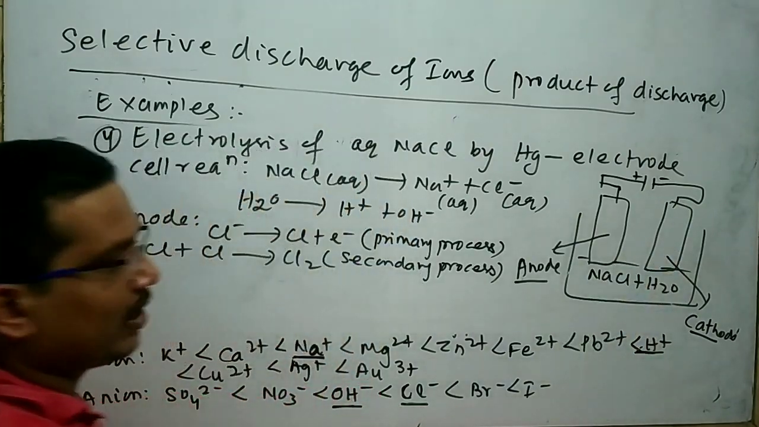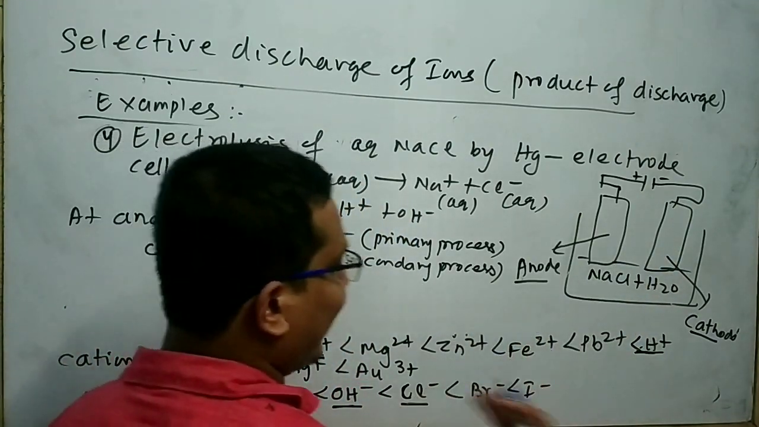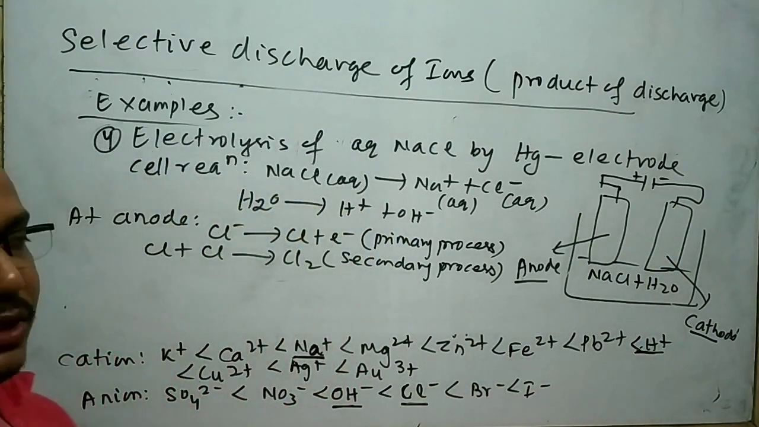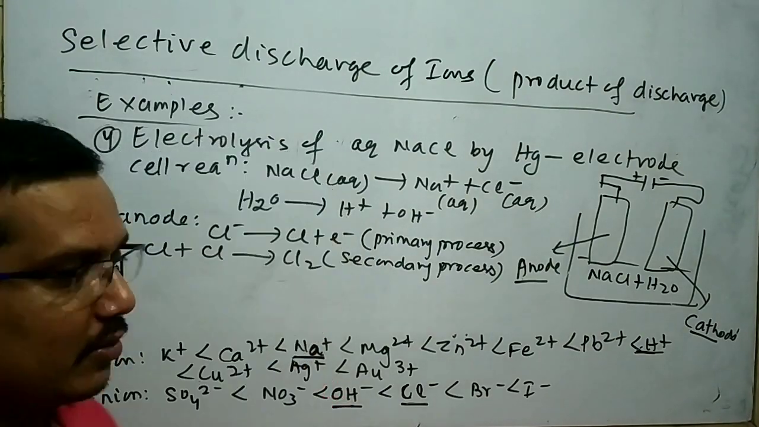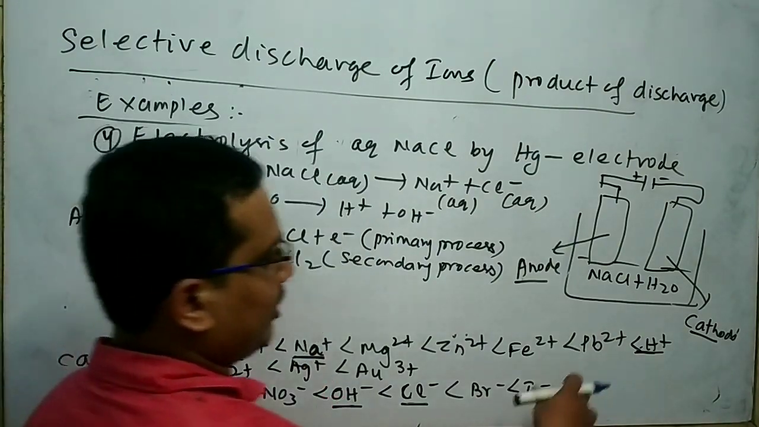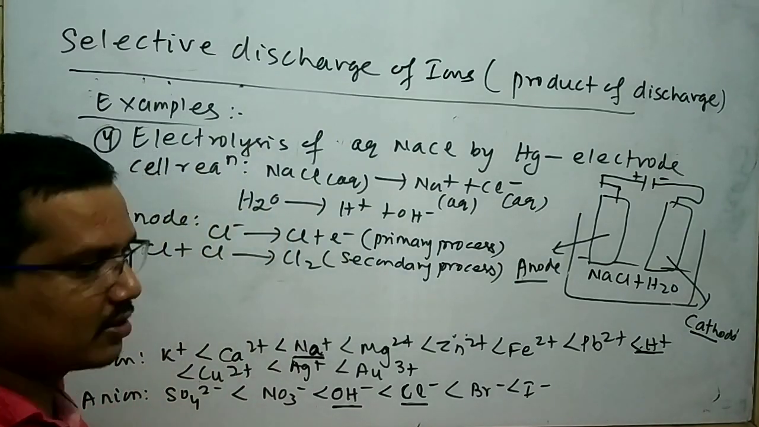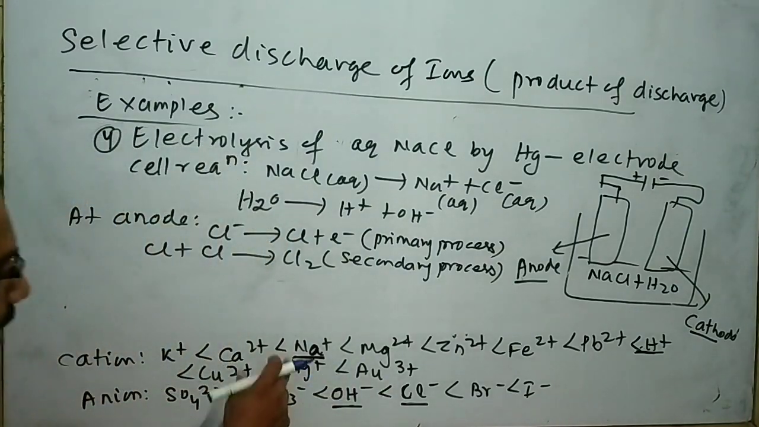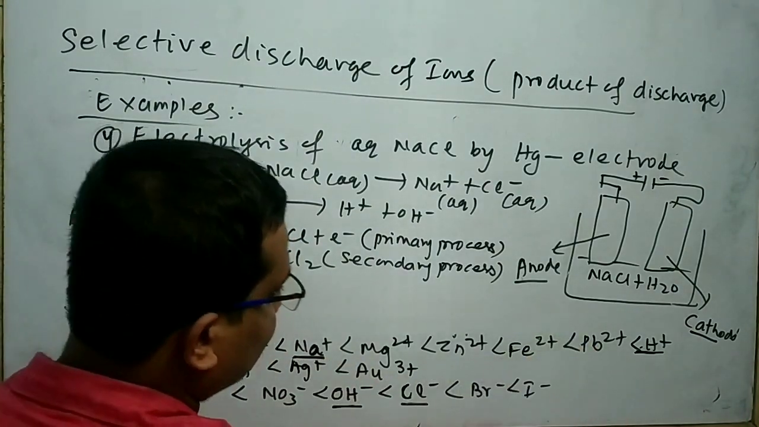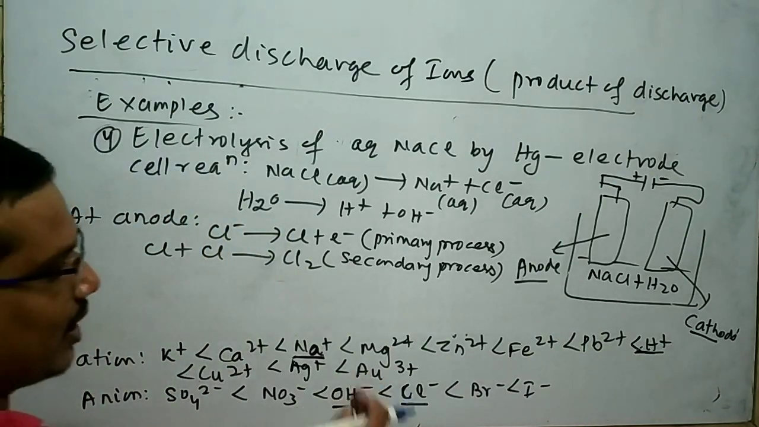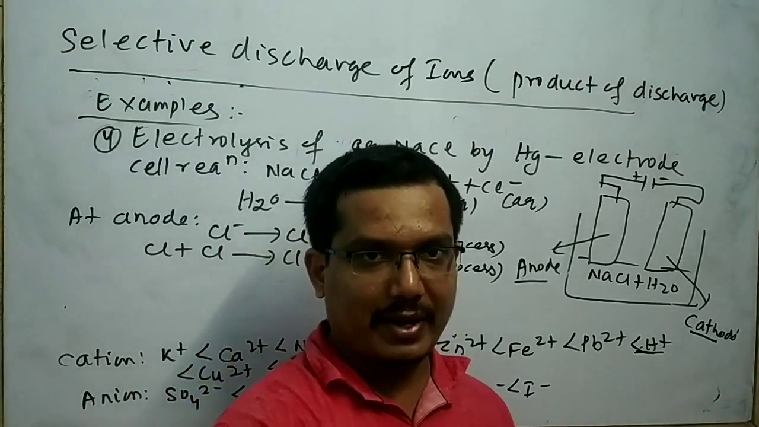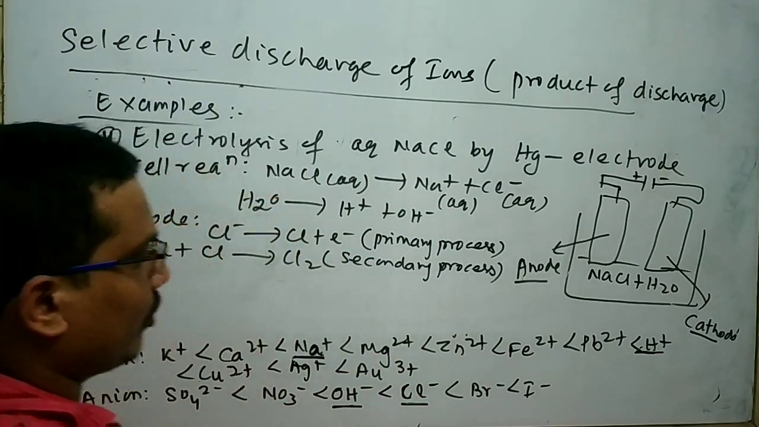Remember, the mercury electrode is present. Mercury has a high tendency to react with sodium to form the amalgam. Mercury has less tendency towards H plus. So in this case, Na plus is discharged first, then the H plus. Here the nature of the electrode affects the electrolytic solution.